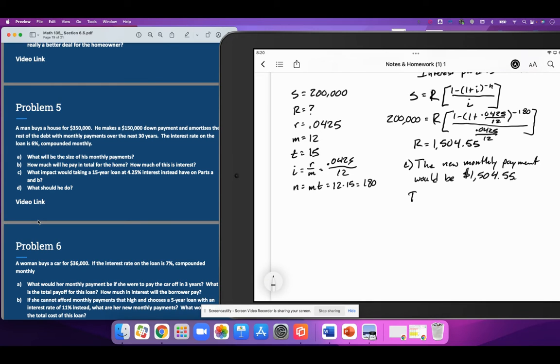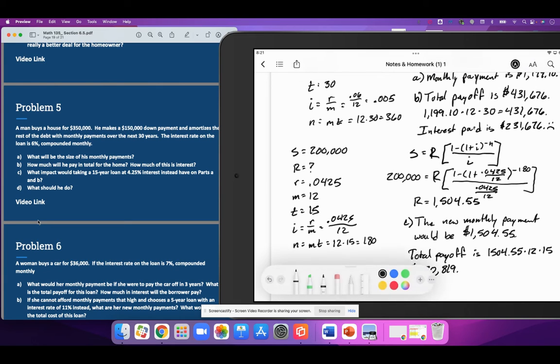So total payoff is 1,504.55 times 12 times 15. And again, this 15-year loan, I'm just predicting, is going to kick the crap out of the 30-year loan in terms of how much this dude is going to actually pay to get his house paid off. So times 12 times 15. On my calculator on the side, total payoff is $270,819.